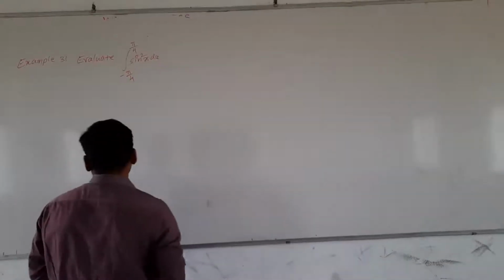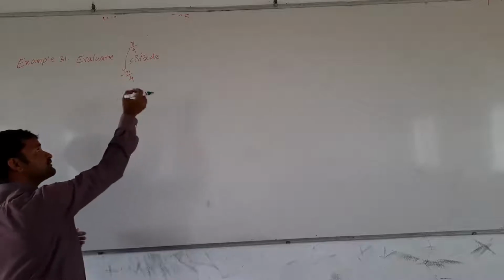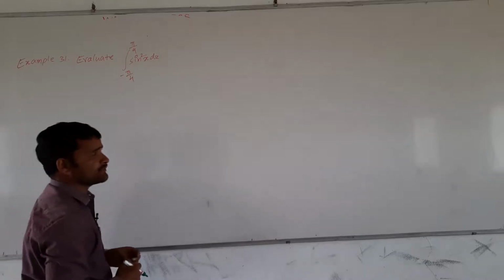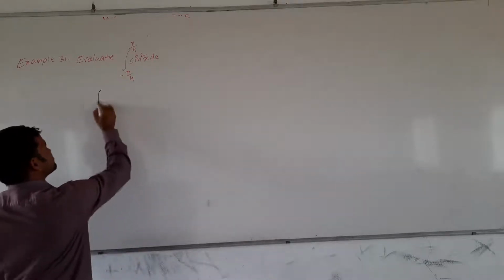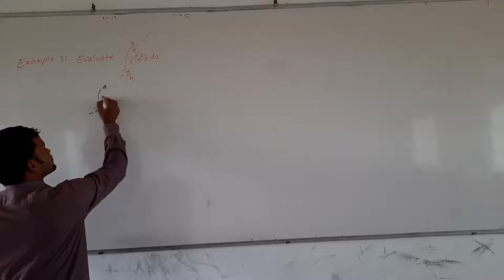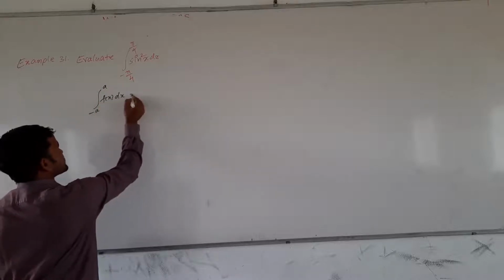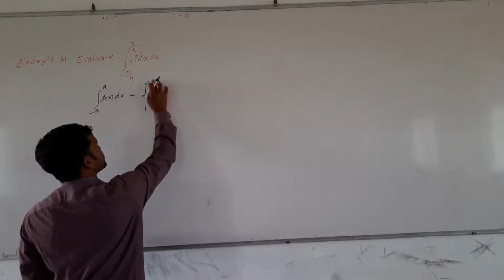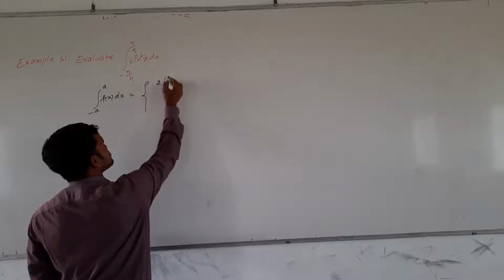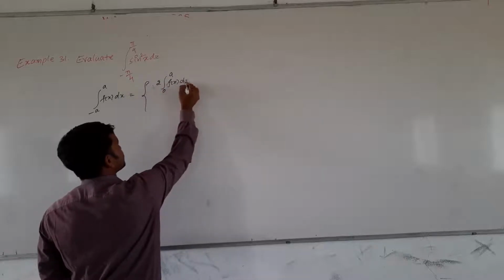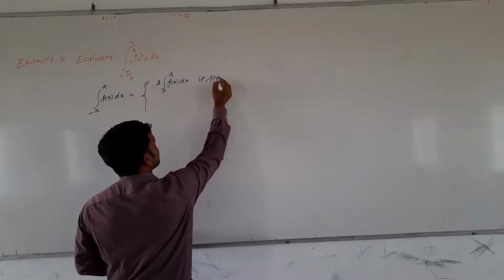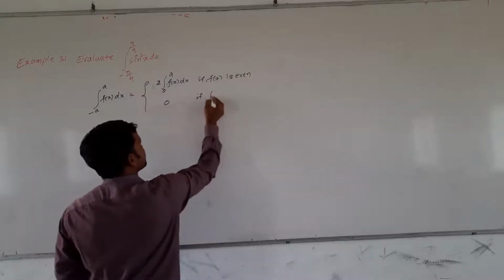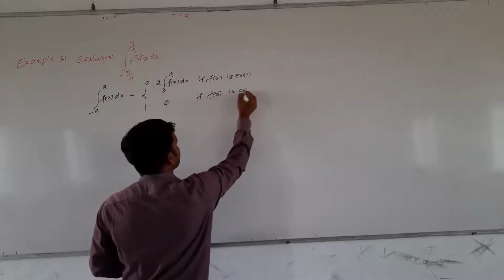If you look at the integral, the lower limit is minus pi by 4 and the upper limit is plus pi by 4. It is of the type integral from minus a to a of f of x dx, which has two cases. One is 2 times the integral from 0 to a of f of x dx, if f of x is even. This is 0 if f of x is odd.